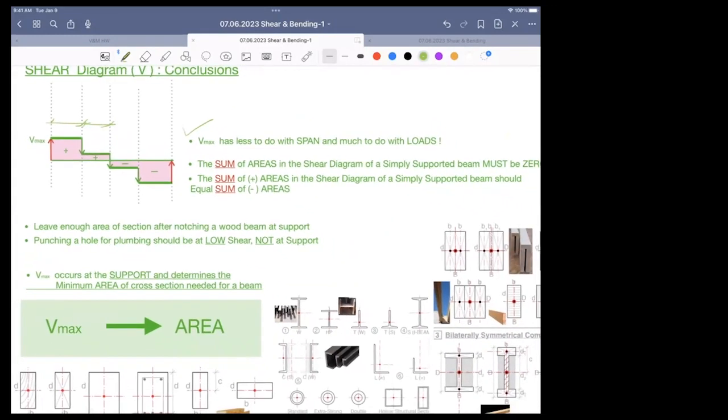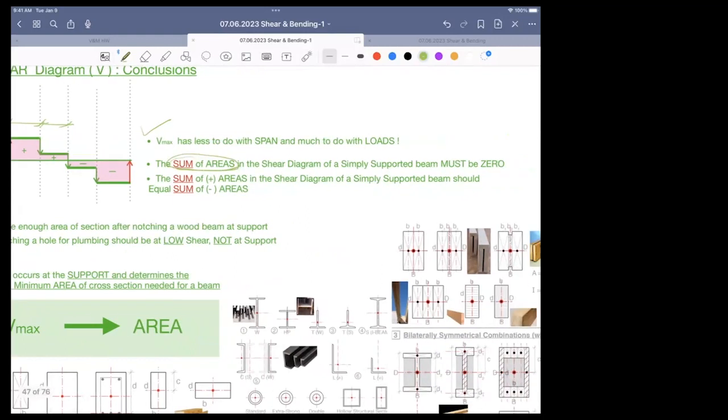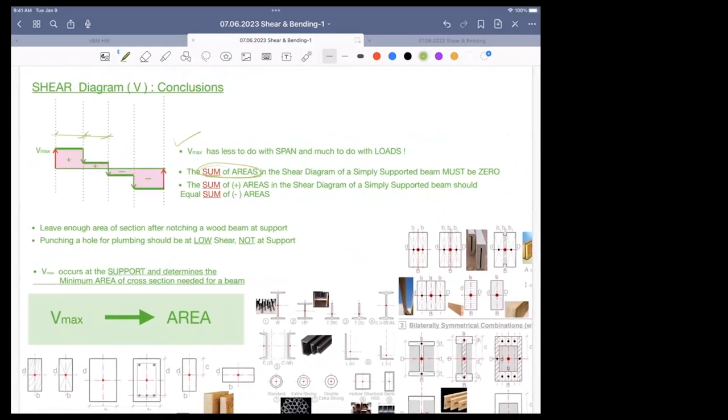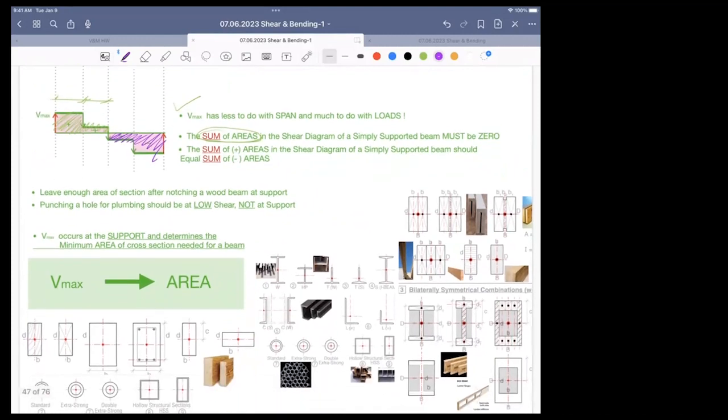So the sum of areas in the shear diagram of a simply supported beam must be equal to 0. So the sum of positive areas should equal the sum of negative areas. Otherwise, something's wrong. The beam is not in equilibrium. Now, you have to be careful, leave enough area of section after notching a wood beam.